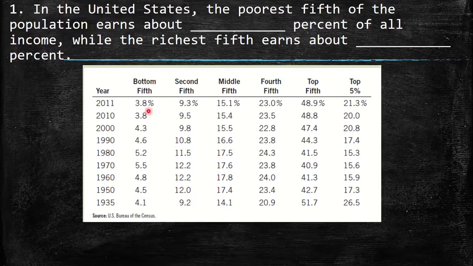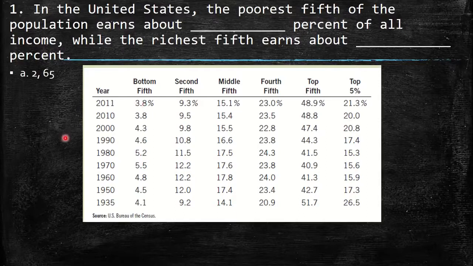Basically, we have here that the bottom fifth, the people that belong to this amount of money, have in total 3.8% of the total income. On the other side, the top fifth, so the 20% with the higher amount of money, have in total 48.9%.